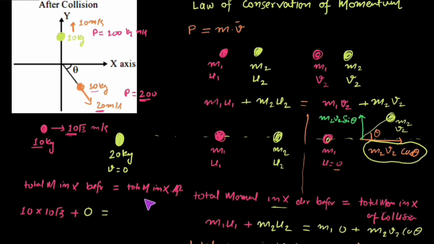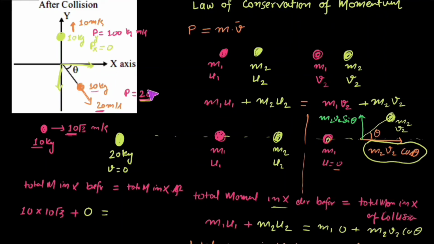After collision, because this ball is moving in the y direction, the total momentum in the x direction would be 0. So this momentum is in the y direction only. Here we can simply split this 200 into two components. The one would be in this direction, which is the x direction. The second one would be in the y direction.